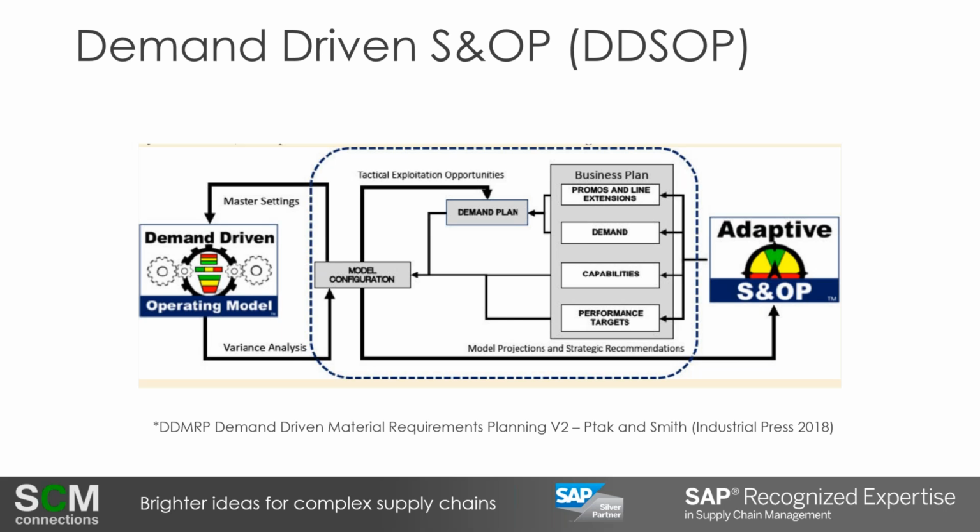Then your consensus is going to be reached with your different parties, and you're going to make those corrections in order to maximize your flow. That's the DDS&OP portion as an input to the DDMRP process. And then the next slide, Shane.